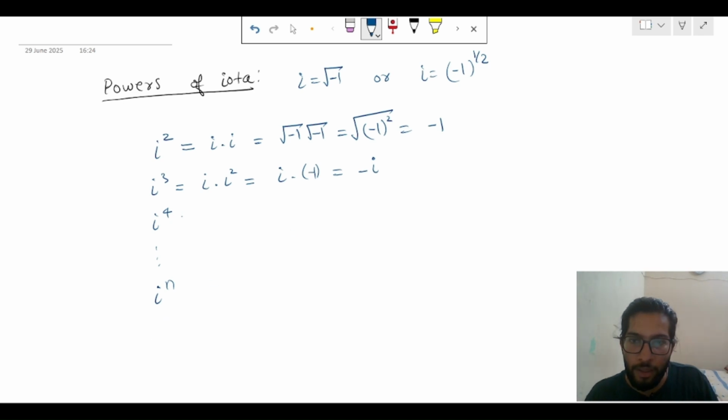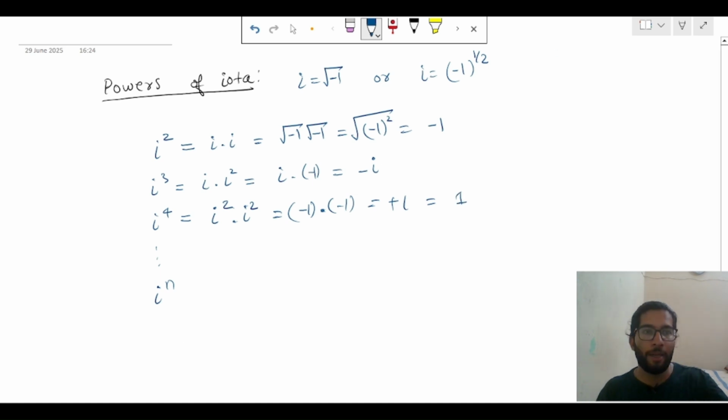Okay, now iota power 4, we can write it as iota square multiply iota square, which means, and iota square from the first line is equal to minus 1. So we can write it is minus 1 multiply minus 1, and minus minus is plus, 1 into 1 is 1, so we get iota power 4 is equal to 1.